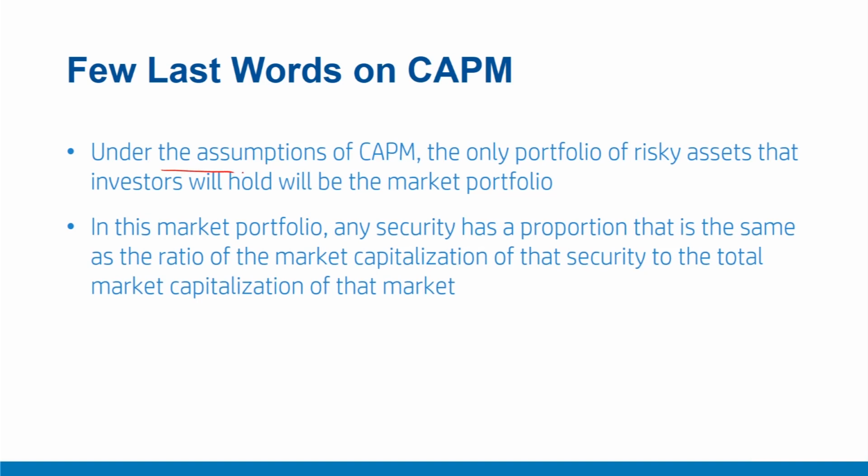Under the assumptions of CAPM, the only portfolio of risky assets that investors should be holding is the market portfolio. And in this market portfolio, any security has the same proportion as the ratio of the market capitalization of that security to the total market capitalization of that market. This is theoretically the construction of the market portfolio and the proportion of constituent securities in it.